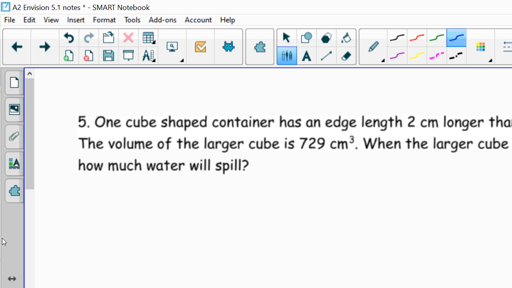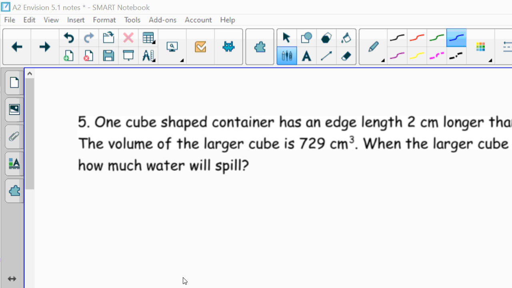So the first one, it says we have one cube-shaped container that has an edge length 2 centimeters longer than the edge of a second cube. And we have a picture of this. The volume of the larger cube is 729 cubic centimeters. When the larger cube empties into the smaller cube, how much water will spill?